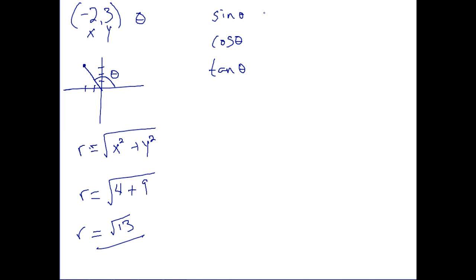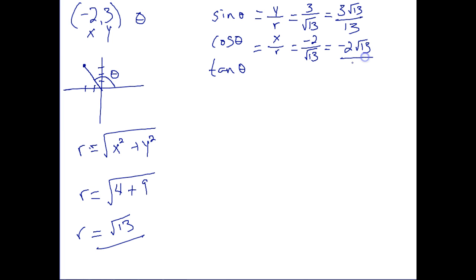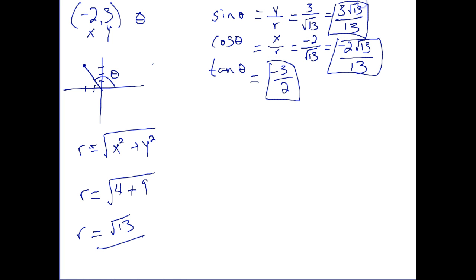So if we want to find sine of theta, sine of theta is y over r. What's y in this case? It's 3. What's r? Radical 13. We want to rationalize that, so that's 3 radical 13 over 13. So let's look at cosine theta. Cosine is x over r. So x in this case is negative 2, and once again we're dividing by radical 13. So when that's rationalized, we get negative 2 radical 13 over 13. And then finally tangent is y over x, so that's negative 3 halves. And so these are our 3 trigonometric functions for this given angle.